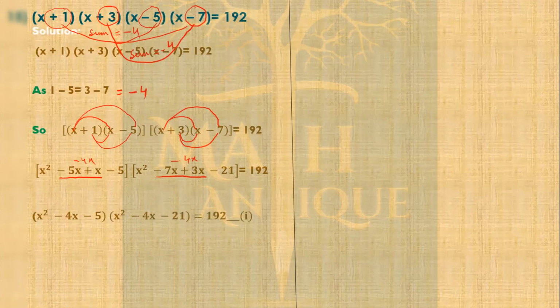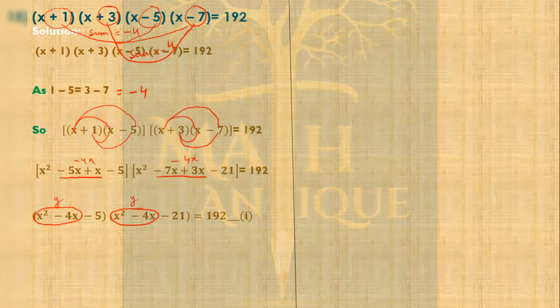We suppose in such a way that the terms containing variables may vanish. These two terms contain the variable, so we can suppose it by y. We will suppose x² - 4x is equal to y. So it will become (y - 5)(y - 21) = 192.